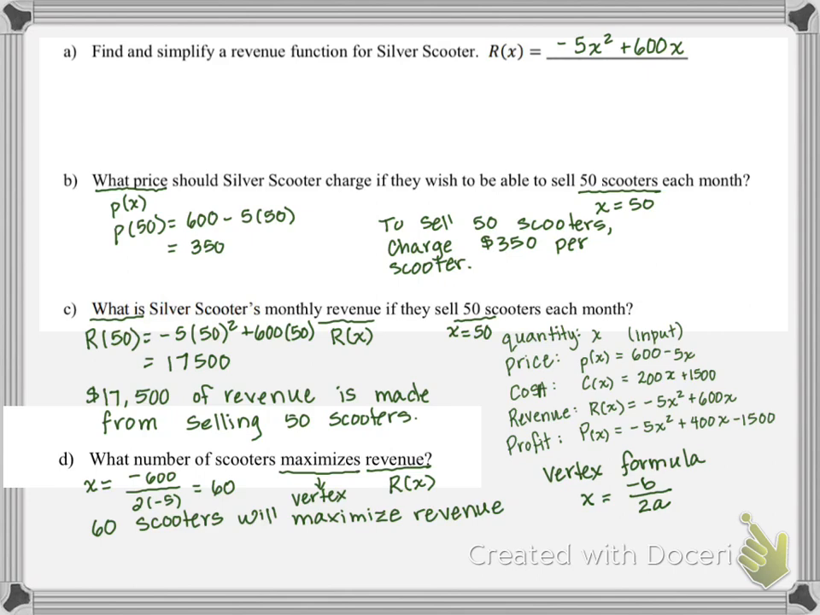Good question, thank you. How would we find the y coordinate then? So if you wanted the y coordinate, you would just plug that x coordinate into your function. Depending on what you wanted the y coordinate of. So if this question asked what is the maximum revenue, I would start the same way and find that 60 scooters maximize revenue, and then I'd plug that 60 into r of x, my revenue function, to get the maximum revenue.